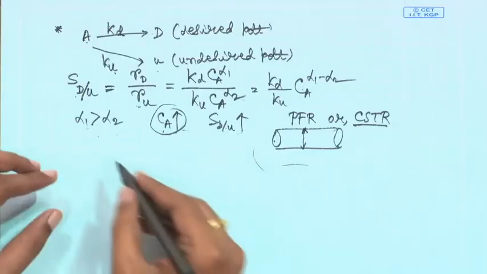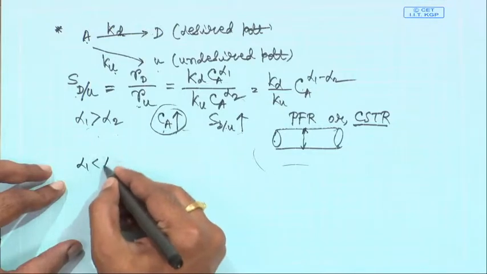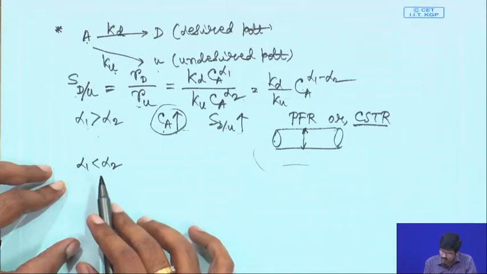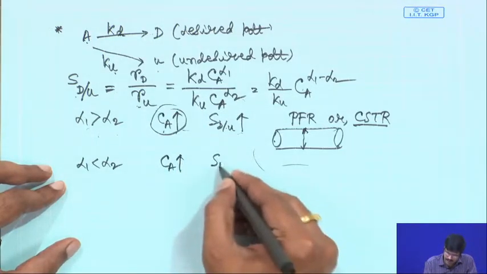Now, let us say we are talking about alpha 1 less than alpha 2, another case. If this is the situation, say alpha 1 is less than alpha 2, then as the concentration of A goes up, selectivity goes down.